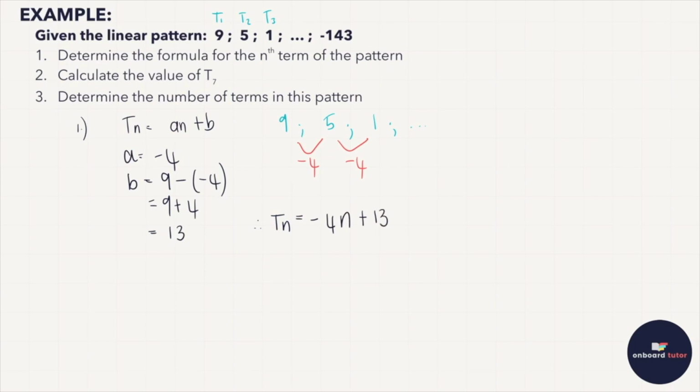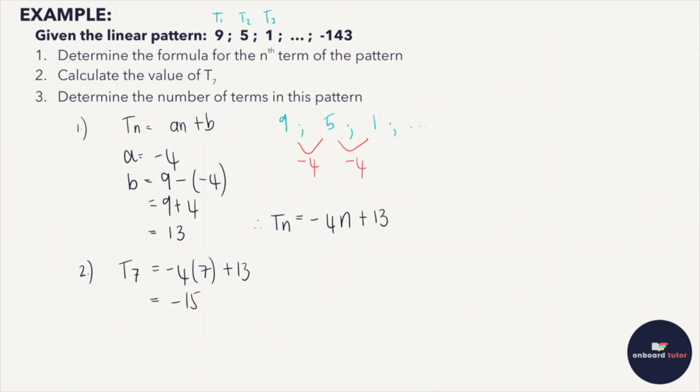Next up, they would like to know the value of T7. So I can then say term 7. And now what I'm going to do is everywhere there was an n in my general term, I'm going to substitute it with a 7. So term 7 is going to equal minus 4 times 7 plus 13. And that gives me an answer of minus 15.